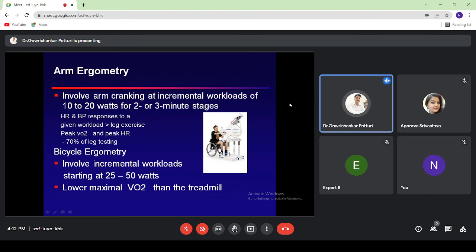Heart rate and BP responses to a given workload are higher than with leg exercise. Peak VO2 and peak HR are 70% of leg testing. Bicycle ergometry involves an incremental workload starting at 25 to 50 watts, with lower maximal VO2 than the treadmill.